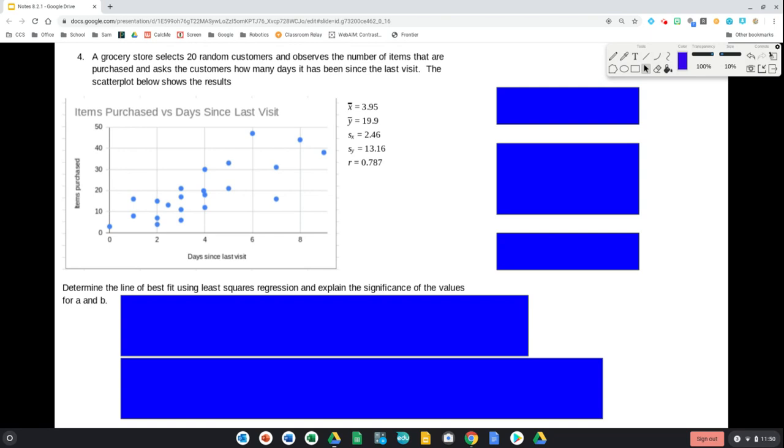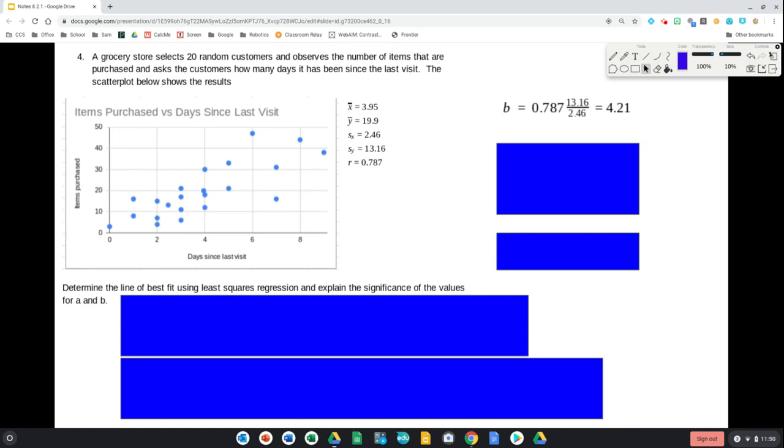So go ahead and find your value for slope. What do you get for your value for slope here? Okay, so what you should have done is used the formula b is equal to r times sy over sx. If we do, we've got our value for the correlation coefficient of 0.787, our values for sy and sx, and we get 4.21. So our slope for our least squares regression equation is going to be 4.21.